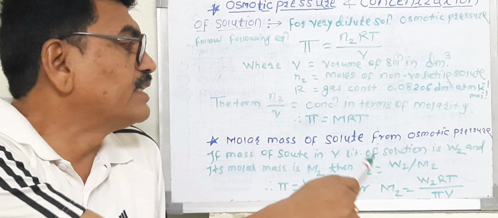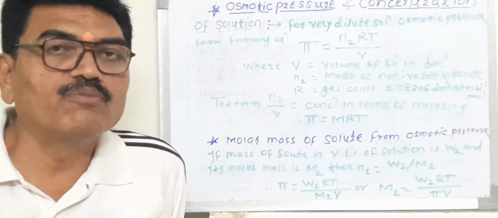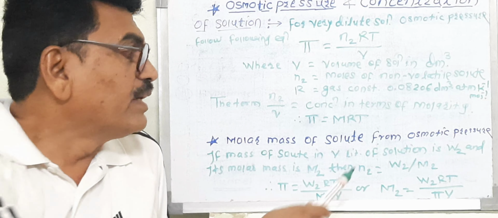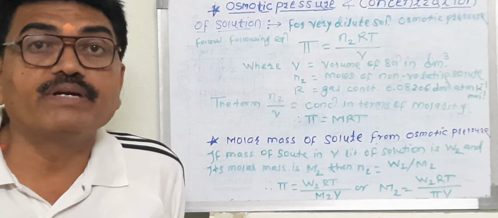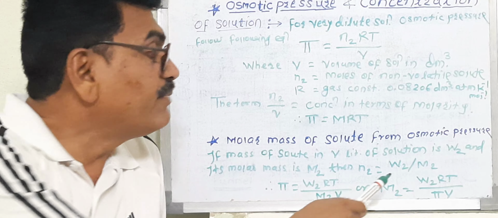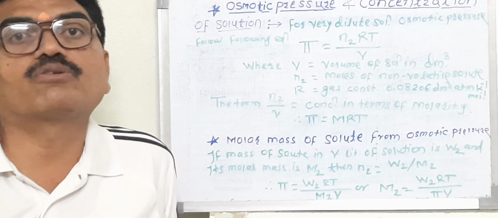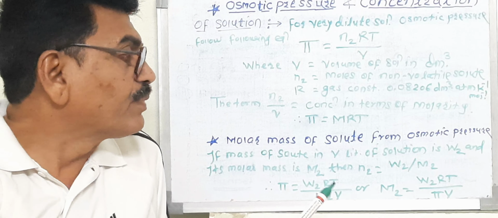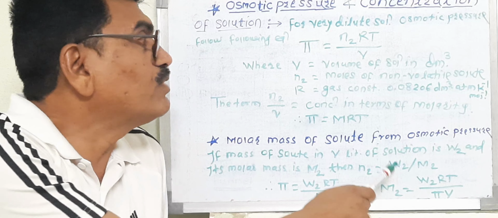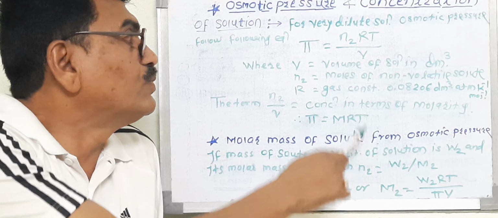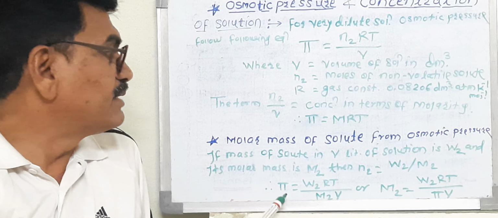So we have already studied this simple formula, how the number of moles can be determined. Here W2 stands for the weight or mass of solute, divided by M2, that is the molar mass of the solute. In this way, the number of moles, that is N2, can be determined by using this formula. Now by substituting this value of N2 in the above formula, we will get a simple relationship.